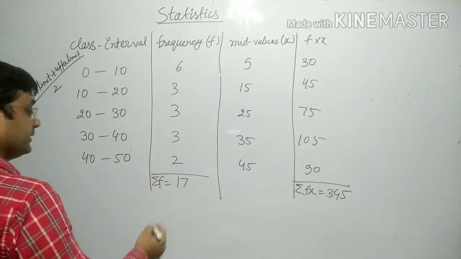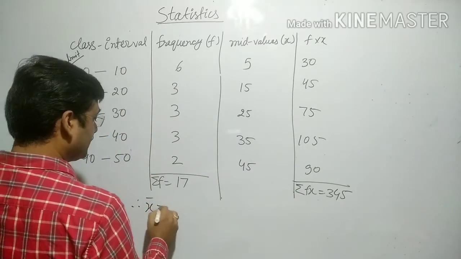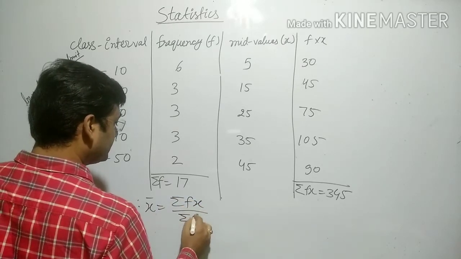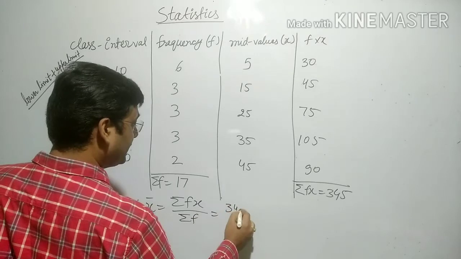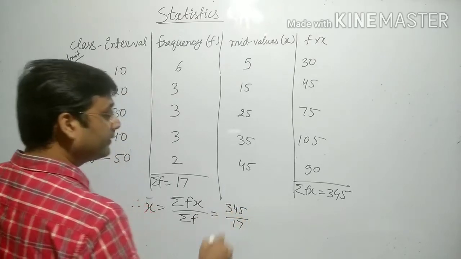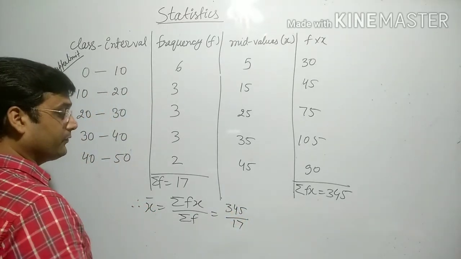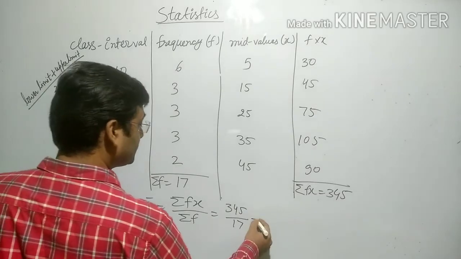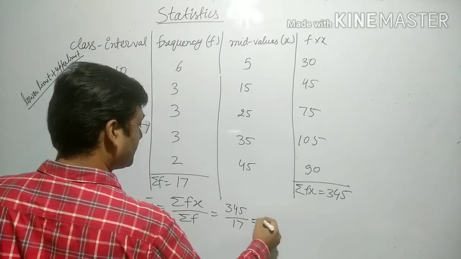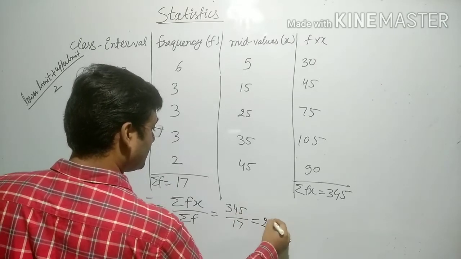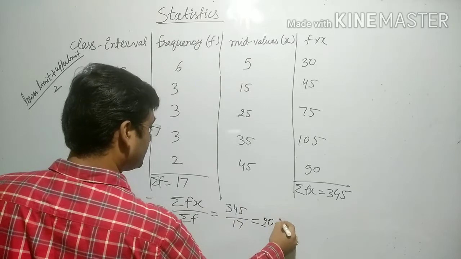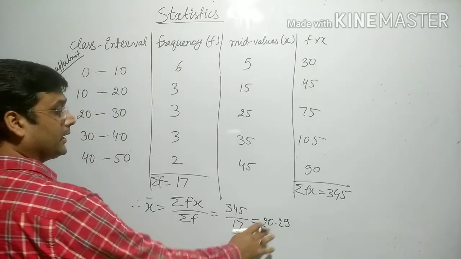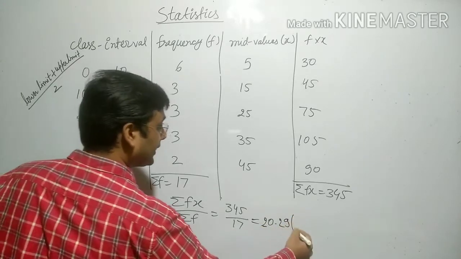Now next step, therefore x bar is equal to sigma fx divided by sigma f. So 345 divided by 17. Now we will find the answer in decimal. That will be the right answer. So now we can find it very easily. 20.29 and after that something, but I am using this 20.29. We will write approx.